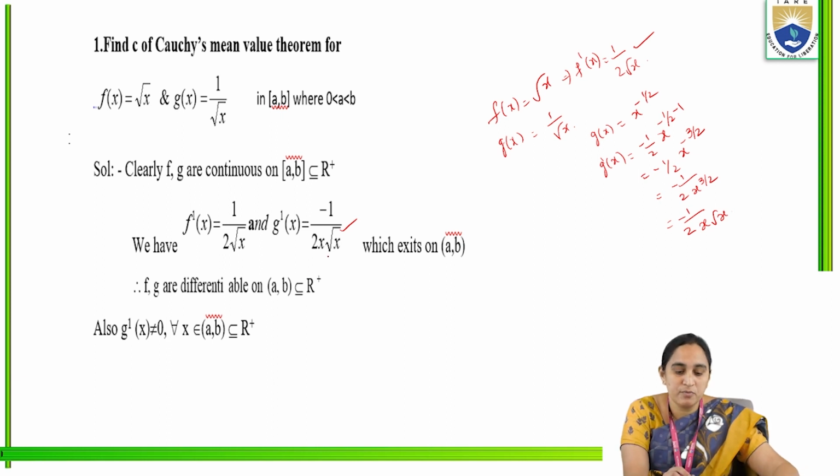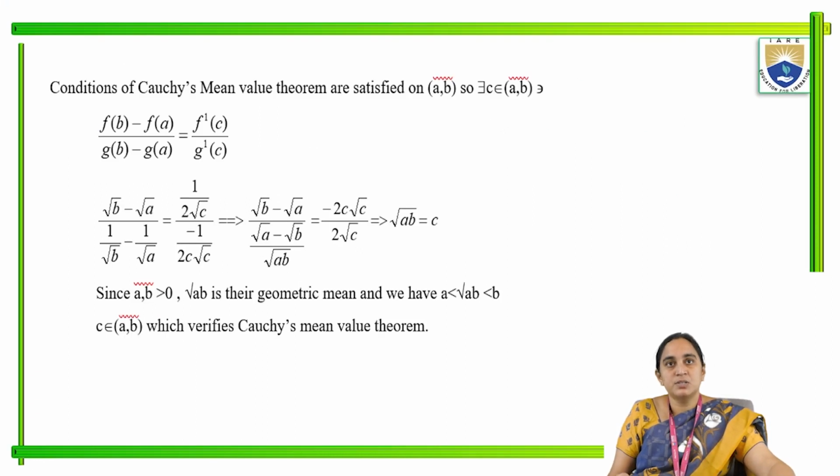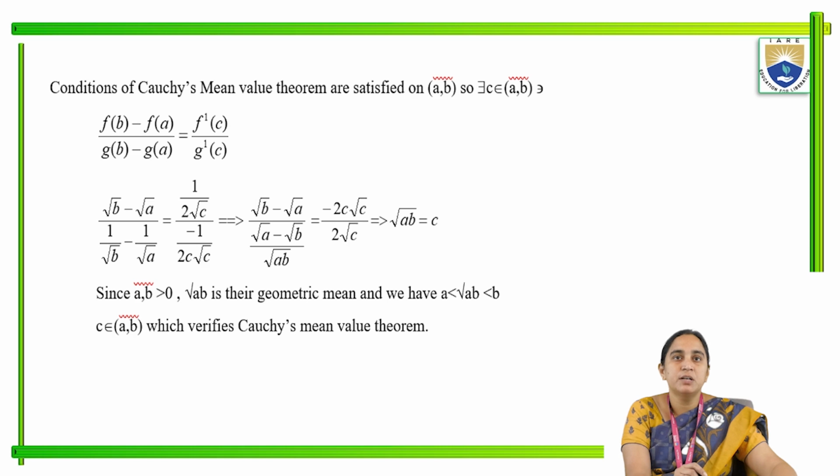Once observe there, if you take any value, then we have to take the g dash of x value not equal to 0. Okay, g dash of x is not equal to 0. Therefore, here three conditions are satisfied from Cauchy's mean value theorem. What about the formula? f of b minus f of a by g of b minus g of a is equal to f dash of c by g dash of c.